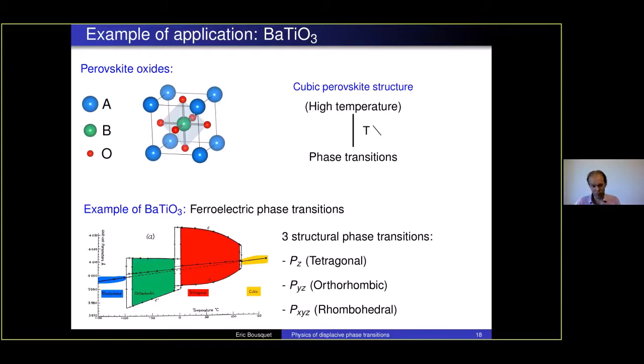In many of these perovskites, at high temperature, you have this cubic phase. When you cool down this crystal with respect to temperature, you observe different structural phase transitions, and depending on the crystal, you have different types of phase transition. In the case of barium titanate, you have a ferroelectric phase transition, and you see 3 successive phase transitions. This is what I'm showing here: the evolution of the cell parameters of barium titanate with respect to temperature. These are experimental measurements. The temperature is in Celsius.